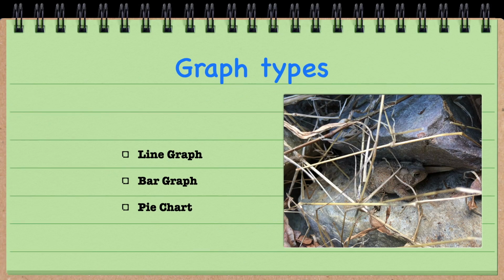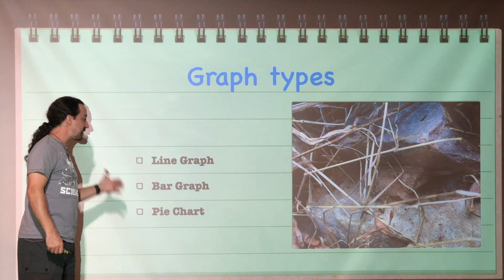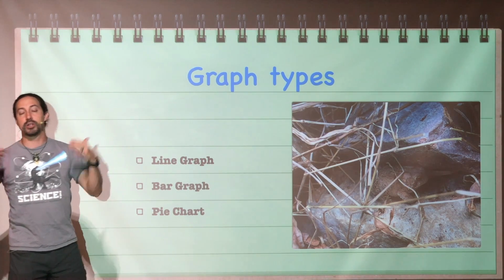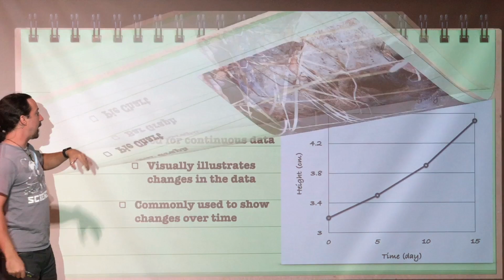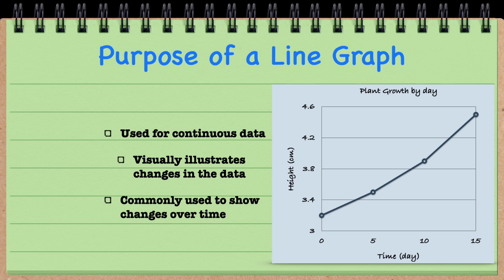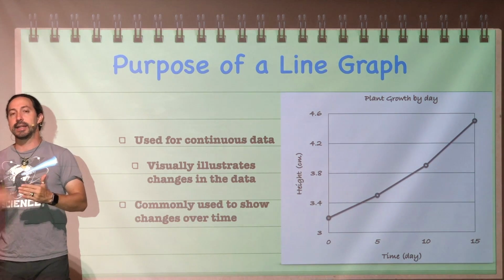So let's look at some graphs. Well, there are three main types. So you have line graphs, bar graphs, and pie charts. And we're going to go through each of these in order. So first, line graphs. How do they work out? Well, line graphs are going to be used for continuous data. In other words, they're going to be used for data that is linked together.